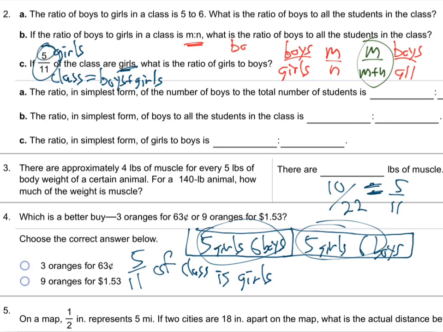So if there's 5 girls for 11 people, what is girls to boys? Yeah, 5/6. The answer that was already given is correct. There must be 5 girls for every 6 boys. Let me write that. Well, they want you to write it sideways, I guess. That's girls to boys. 5 girls to every 6 boys.